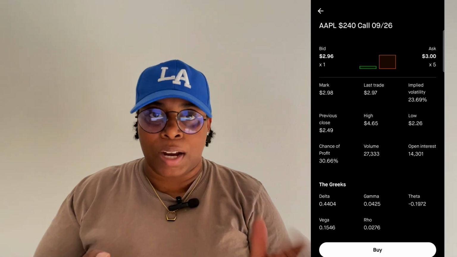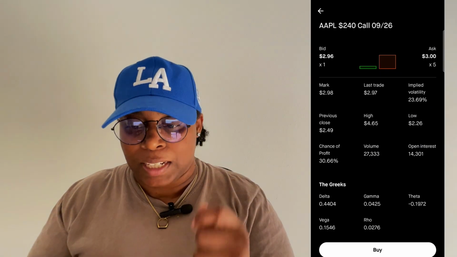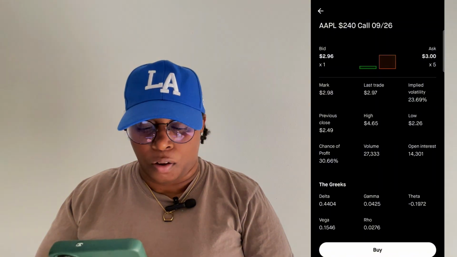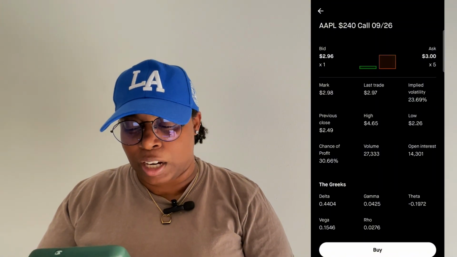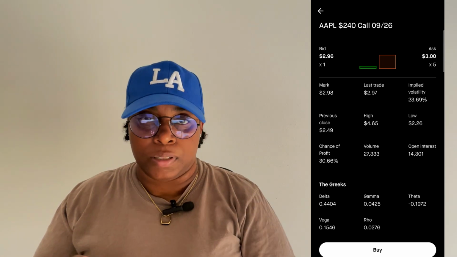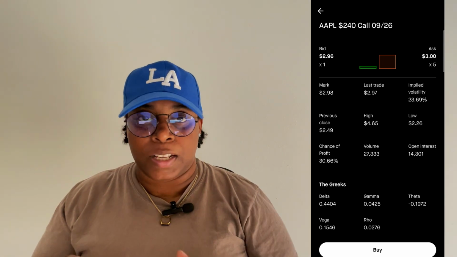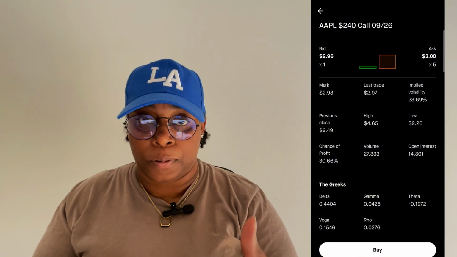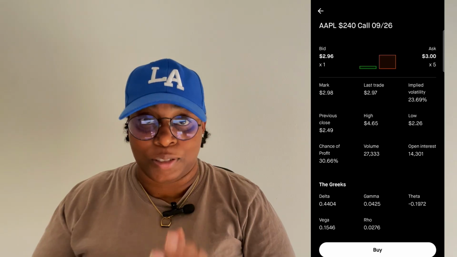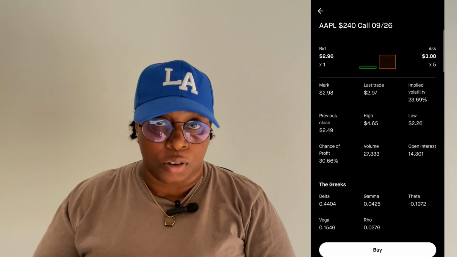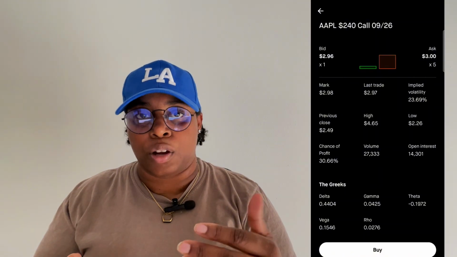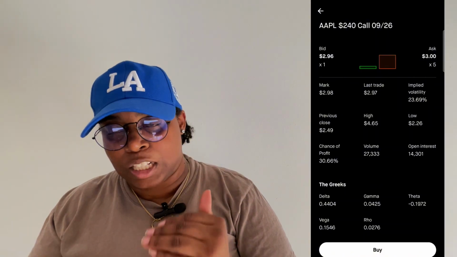The volume is just letting you know who at the party is out here trading this particular call option, how much volume has been pumped into this call option. Okay, 27,333 trades have been placed with this particular option. That volume is just letting you know that there are people actually pushing into this call option for $240 on Apple. Okay, that's all that is. And it's the same thing with the open interest. It's just letting you know who's even interested in this particular call option.